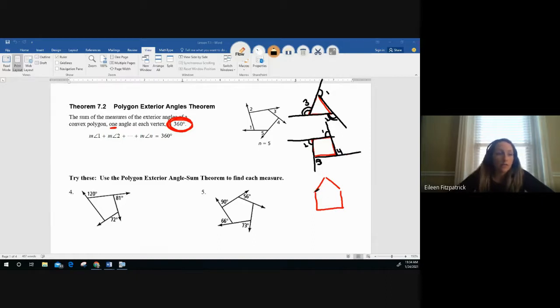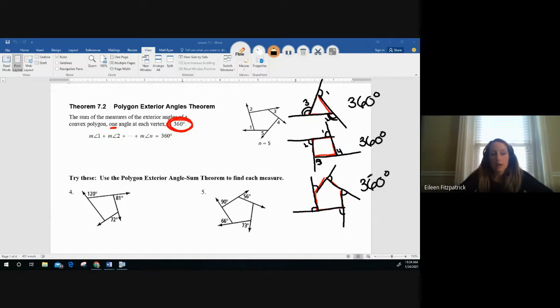And then your 5-sided figure has 5 exterior angles. So again, just extend them and keep moving around either clockwise or counterclockwise. There should be 1 at each vertex. Now, again, the cool thing is all 3 exterior angles for a triangle add up to 360. All 4 exterior angles of a quadrilateral add up to 360. All 5 exterior angles of a pentagon add up to 360.